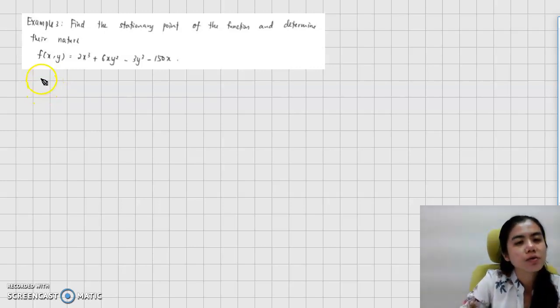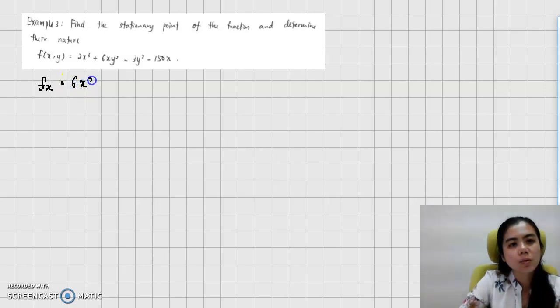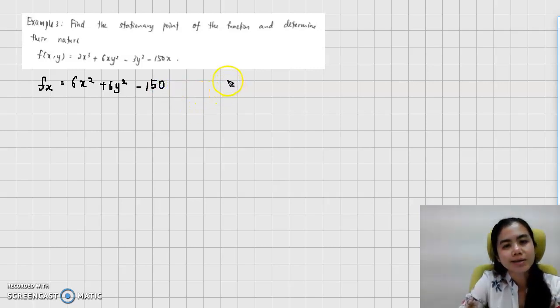The first thing you need to find is fx, the first order partial derivative, treating y as constant. So here we have 6x squared, and with y as constant, we have 6y squared, this one is 0, and we have minus 150 here.